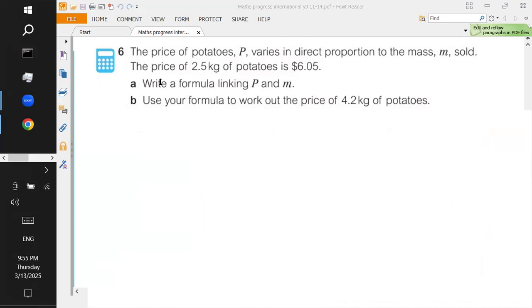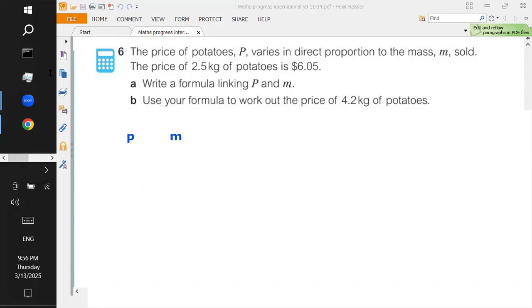In these questions, they will ask you to write a formula and then use the formula to answer the question. So first, focus with me on the steps of writing a formula related to variables in direct proportion. First, you will see a question like this. They will tell you that the first variable, which is P, varies in direct proportion to the second variable. It means you have to write them in order as they come in the question, okay? So the price of potatoes, P, varies in direct proportion to the mass, M. So you start with P, and then you write M.